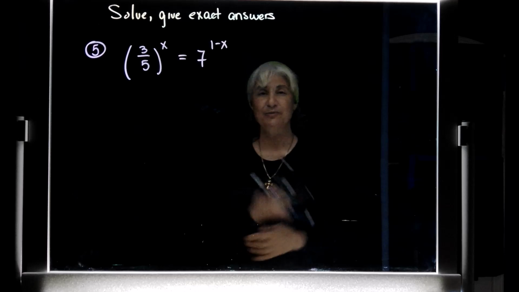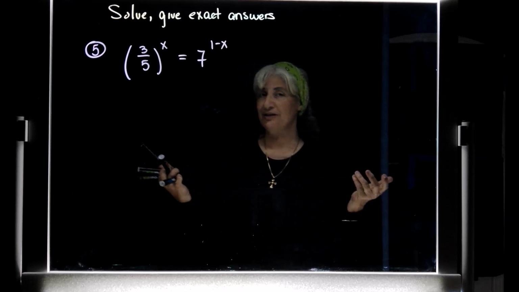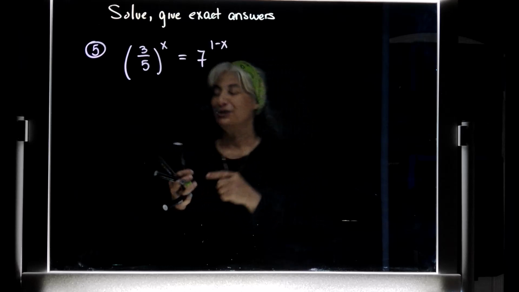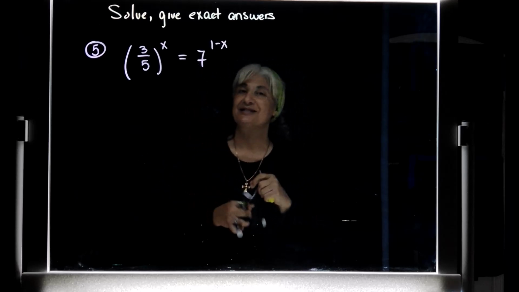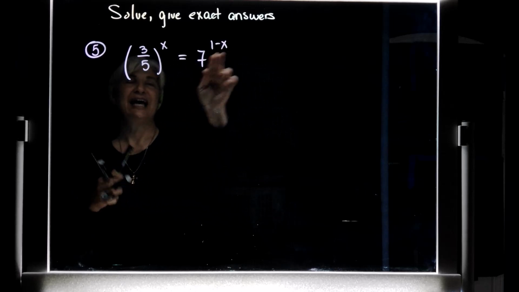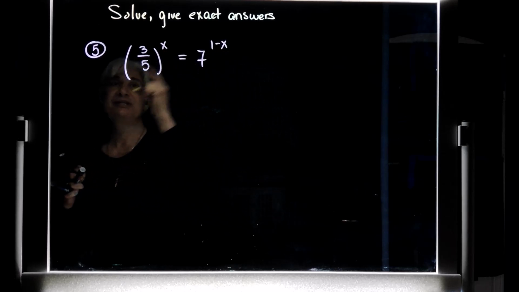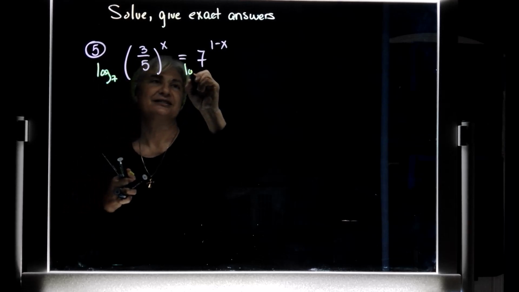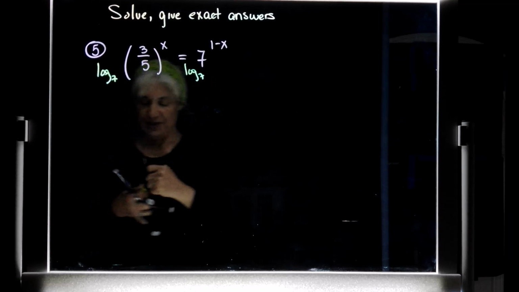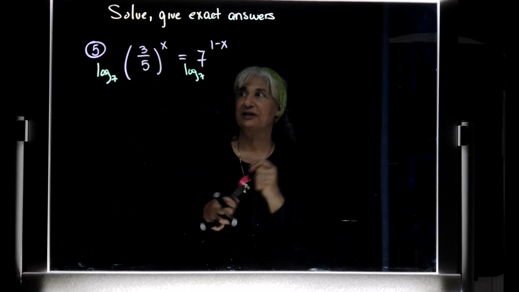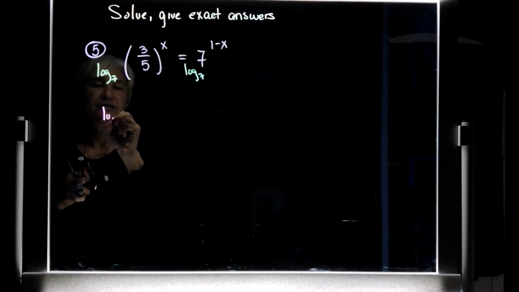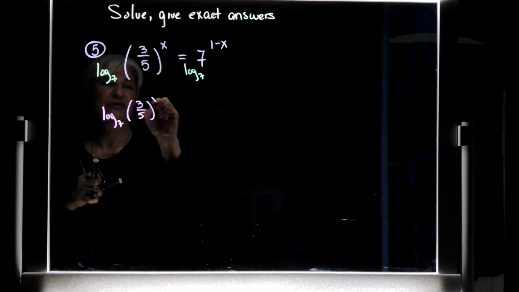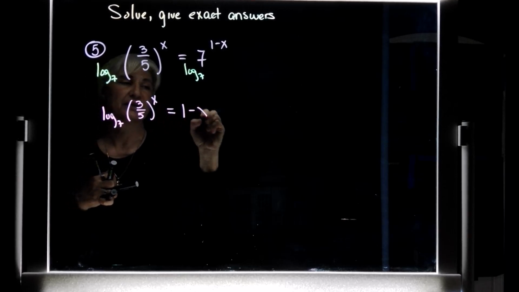Okay, did you try this one before you continued to the answer key video? You did? Good. Tell me what you did first. Haha, you took log base 7 of both sides. I agree, because the 7 has more terms in its exponent than the left side does. Okay, understood. What's your next line look like? Log base 7 of 3/5 to the power of x equaling 1 minus x.